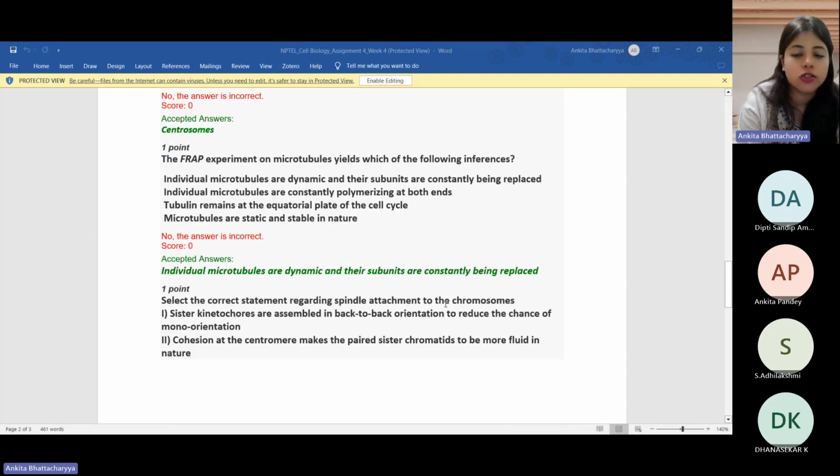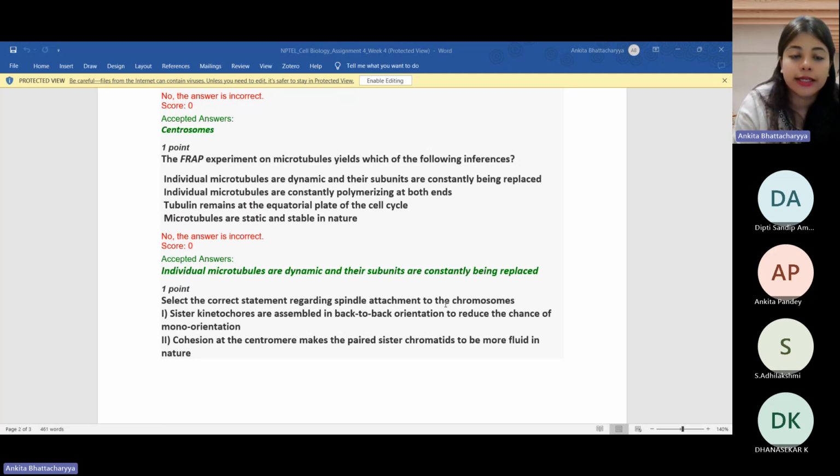Then the FRAP experiment. This was also a part of the lectures. Fluorescence recovery after photobleaching was an experiment performed to understand that microtubules have dynamic instability under normal circumstances within a dividing cell. So the FRAP experiments on microtubules yield which of the following inferences? The options were: A, individual microtubules are dynamic and their subunits are being constantly replaced; they are constantly polymerizing at both ends; tubulin remains at the equatorial plane of the cell cycle; or microtubules are static and stable in nature.